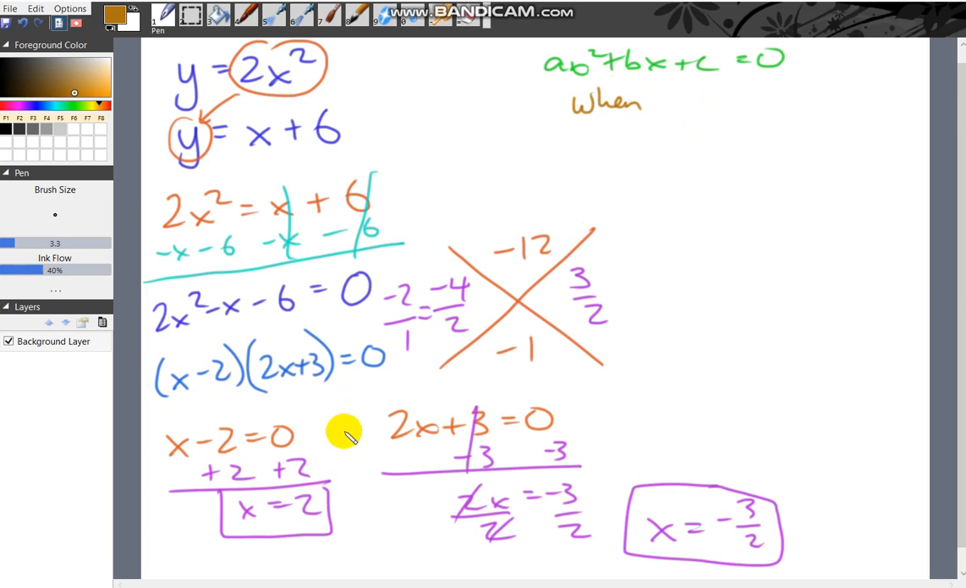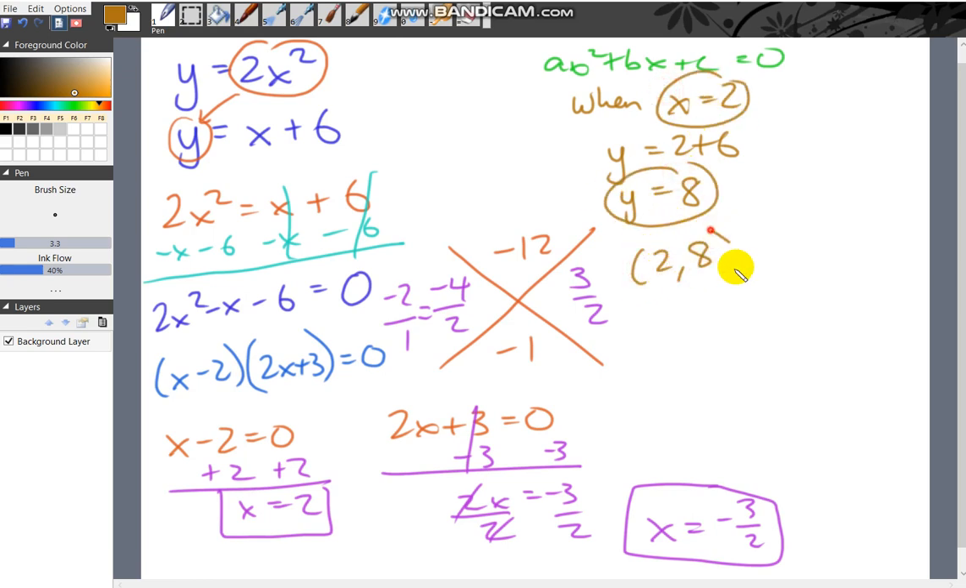Okay. So we're going to take this example. We have when x is equal to 2. So when x is equal to 2, we're using this equation. So we're doing y equals 2 plus 6. So y is 8. So we have x is 2, y is 8. One of our solutions is at (2, 8).